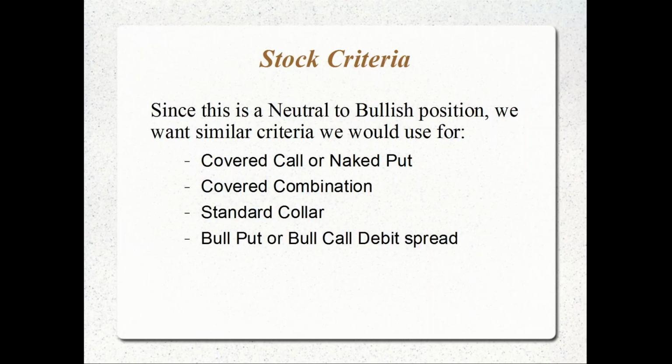So in a diagonal call spread, we want a neutral to bullish position. I would look for the same underlying criteria that I would use to get into a covered call or an out-of-the-money naked put position, what's called a covered combination, combining a covered call with a naked put. A standard collar, the same criteria I would use for the other leverage spreads, the bull put credit or the bull call debit spread. Okay?